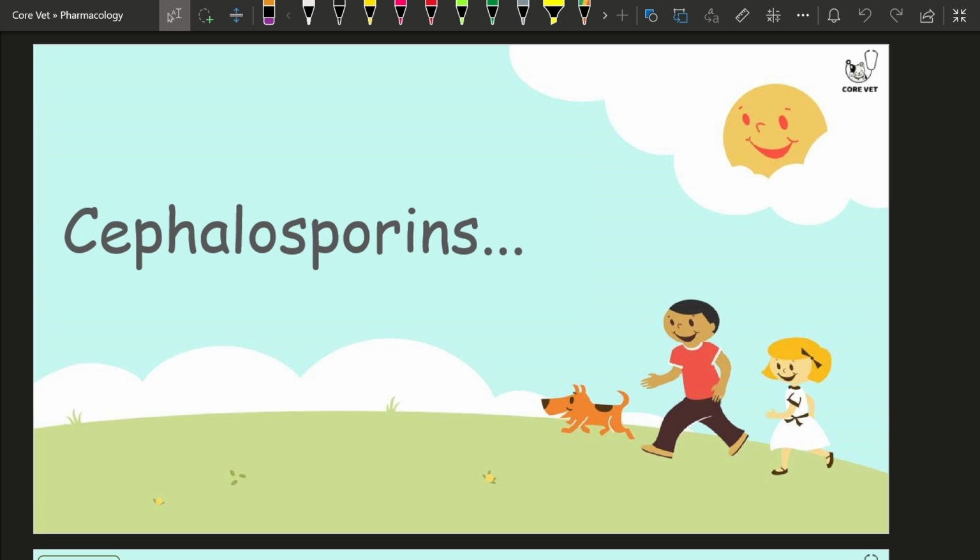Today we are going to start with the cephalosporin, which comes under the beta-lactam group. We had already covered the penicillin, which you can watch. Today we are starting with the cephalosporin. I had discussed that the cephalosporin contains a beta-lactam ring. So let's start with the general information about the cephalosporin and its structure.